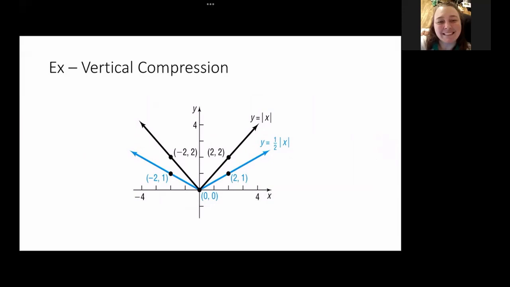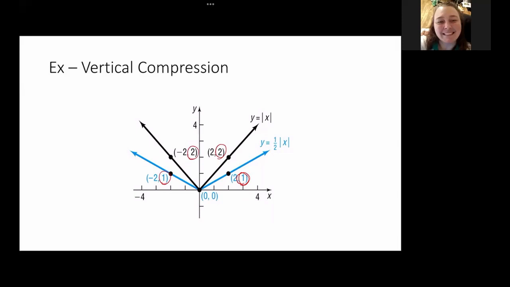So, multiplying by 1/2 actually is going to compress that function by a factor of 1/2. For example, now the point was a 2, it's now a 1. The same thing here, it was a 2, it's now a 1. It's half of what it was before.